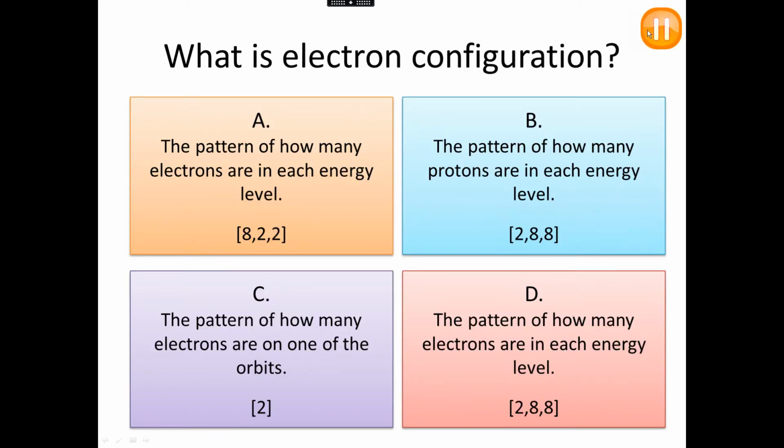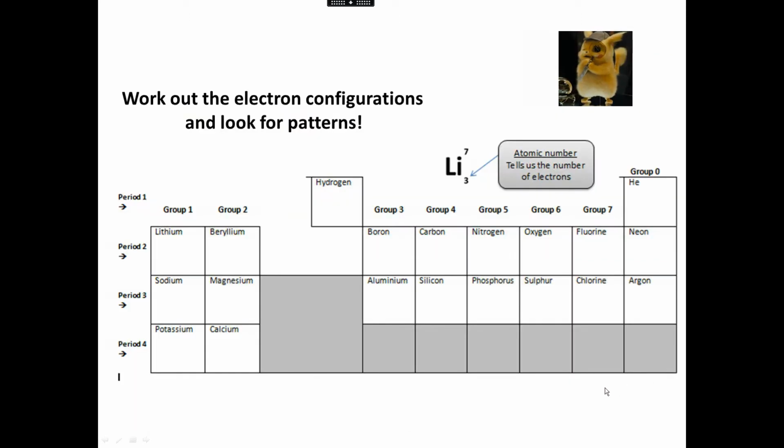So quick check, what is the definition for electron configuration? Pause the video and decide whether it is A, B, C, or D. Okay, let's move on, and the correct answer was D, the pattern of how many electrons are in each energy level, or shell, or orbit. So the maximum for the first 3 orbits is 2, 8, 8. Right, so far, so straightforward.